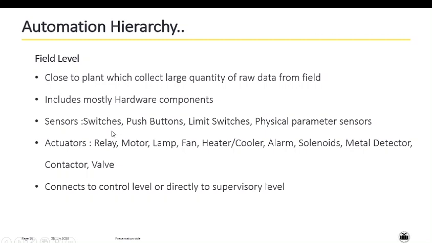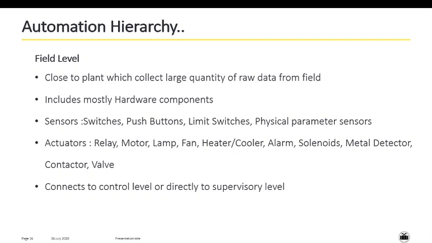There are various kinds of switches: on-off switches, push buttons, limit switches, and other physical parameter sensors like thermocouple, RTD, pressure sensor, flow meter, accelerometer, tachogenerator, and there are n number of sensors which you can use to sense a certain kind of parameter. And there are some actuators. Those actuators function exactly opposite to your sensors.